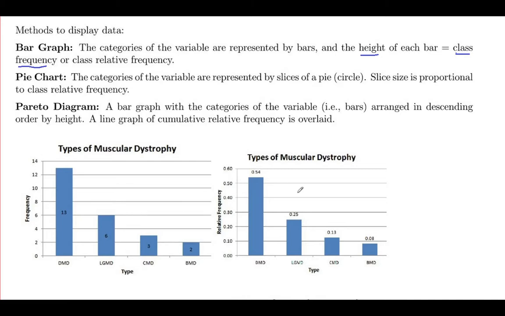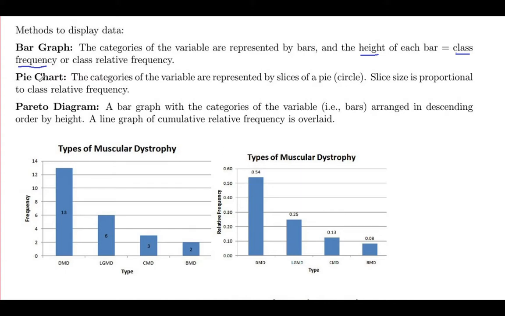We could also use a bar graph for relative frequency. So this would be a relative frequency bar graph for the data. The only difference here is that the heights of the bars are the percentage or the proportion of the data instead of the raw numbers. So relative frequency on the vertical, horizontal are the same. That's one way to display data.